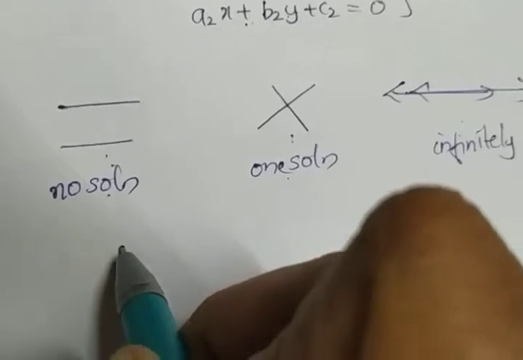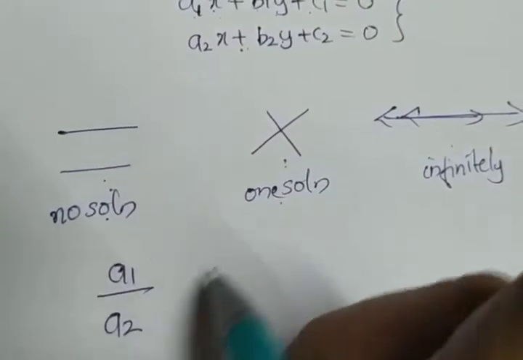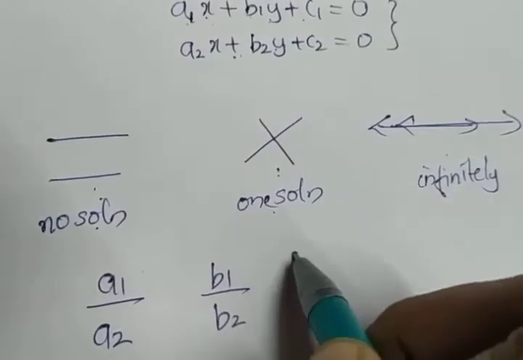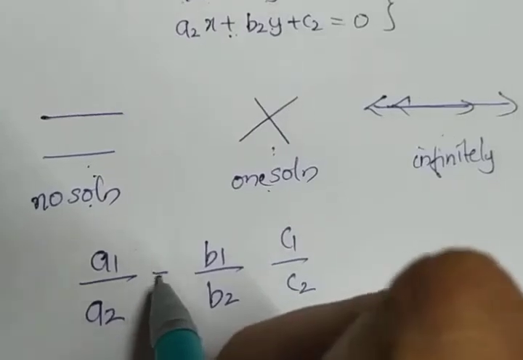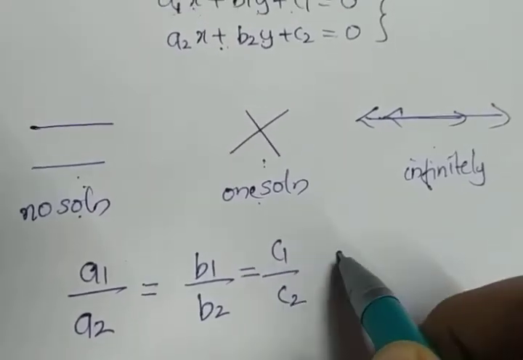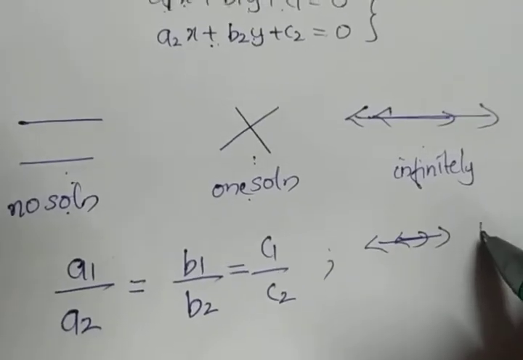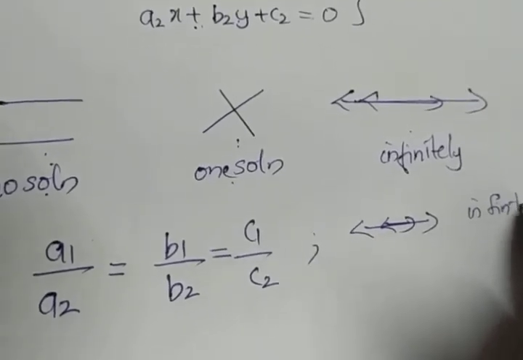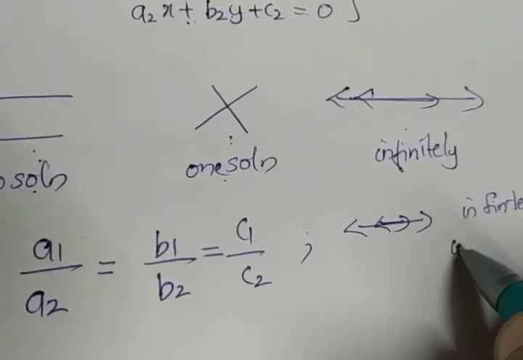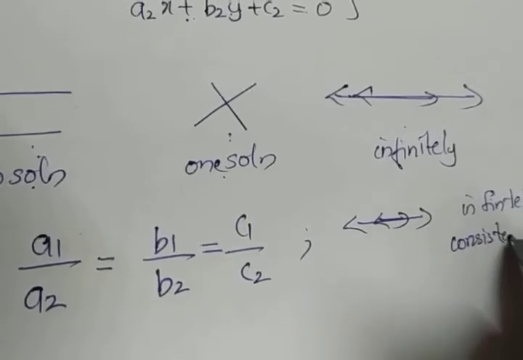How is it? Just take the ratios a1 by a2, b1 by b2 and c1 by c2. If a1 by a2 equal to b1 by b2 equal to c1 by c2, then the lines will be coincident lines. Okay, there will be infinitely many solutions. Since there are infinitely many solutions, the system can be said to be consistent.